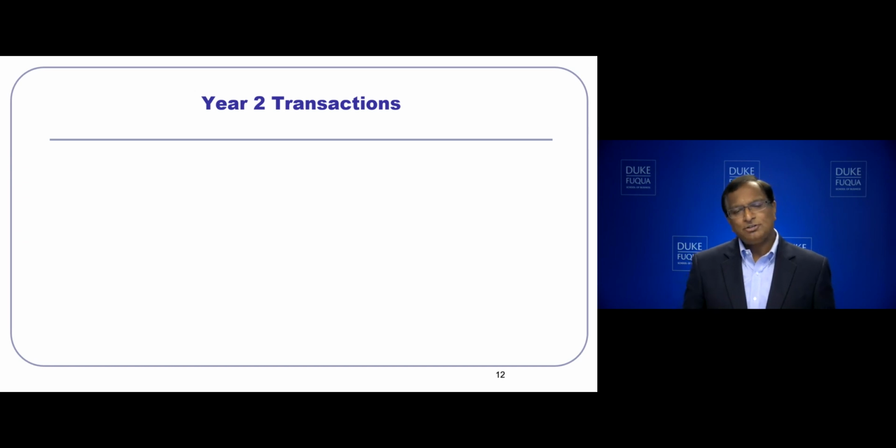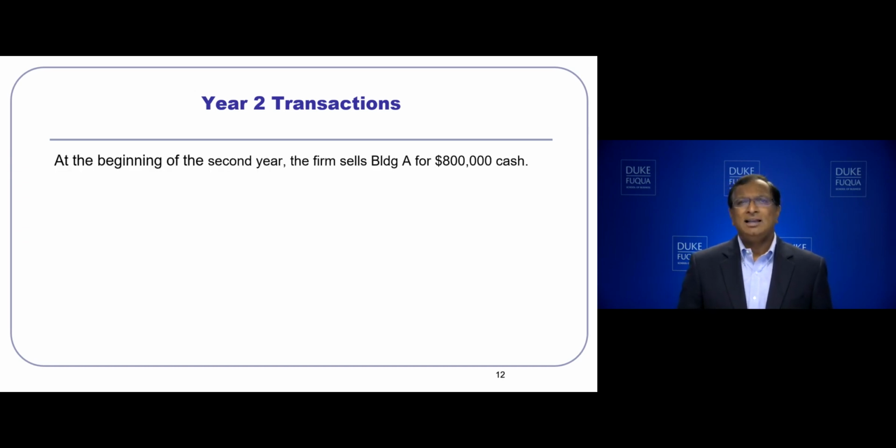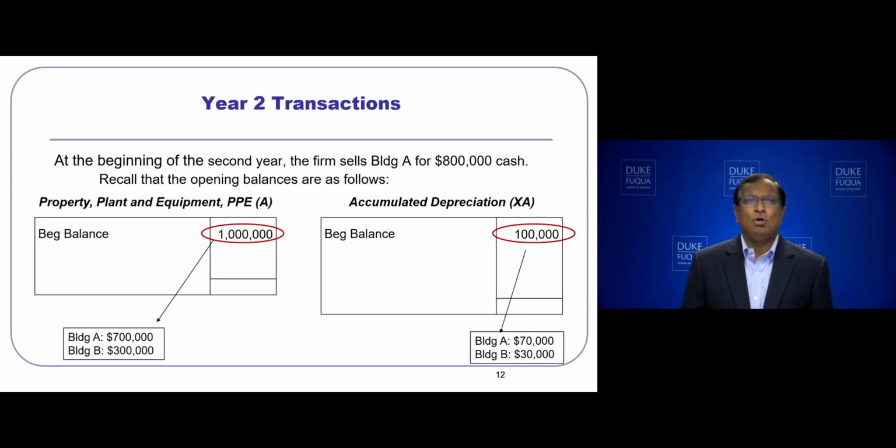Now let's talk about transactions in year two. Let's say at the beginning of second year, the firm decides to sell building A for $800,000 cash. Now, before we get any further, let's look at the opening balances for PPE and accumulated depreciation. Note that the ending balance of year one is the beginning balance for year two.